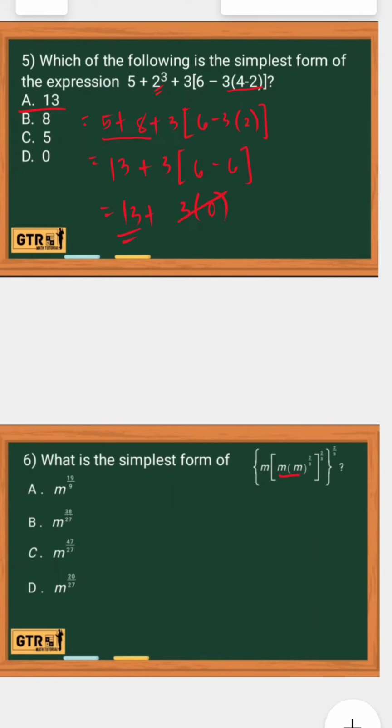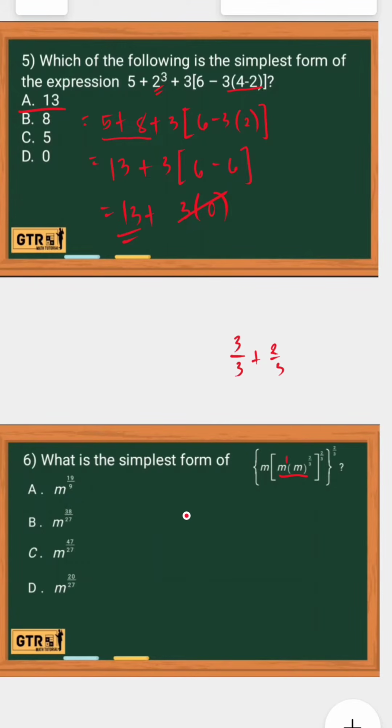M raised to, so umpisa tayo dito. M times m raised to 2/3. So, ibig sabihin yung m natin may exponent ito na 1. So, just add, using the law of exponent, add natin yung exponent natin. 1 plus 2/3, so yung 1 pwede natin isulat as 3/3, since the exponent of the other m is 2/3. So, we can add the exponent now, 3/3 plus 2/3.